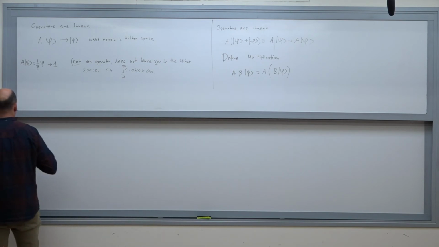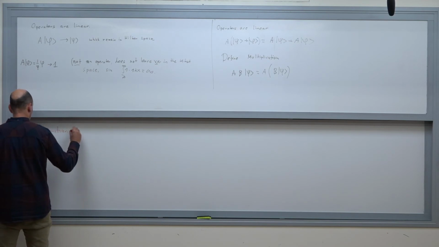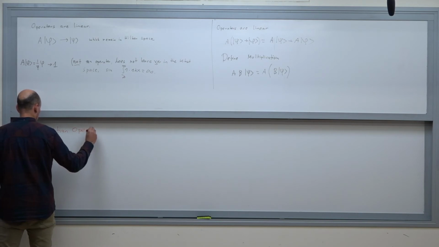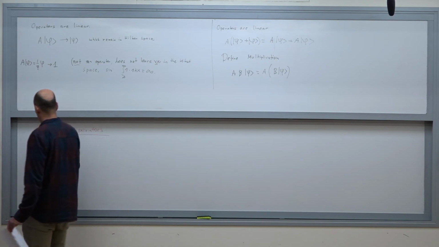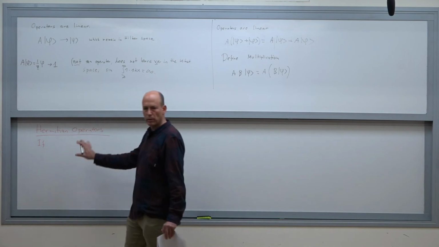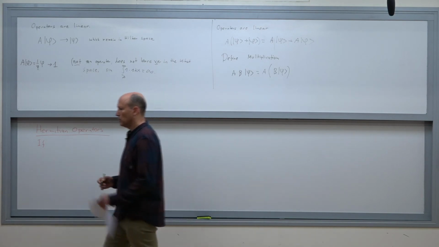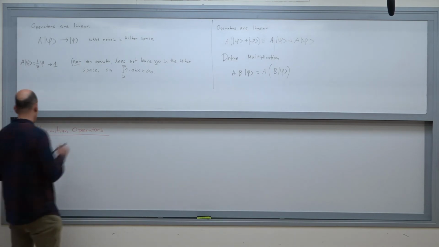So, Hermitian operators. Can you see with this red, or do you want black? Because the black is dying slowly. Yeah, but you see this black.